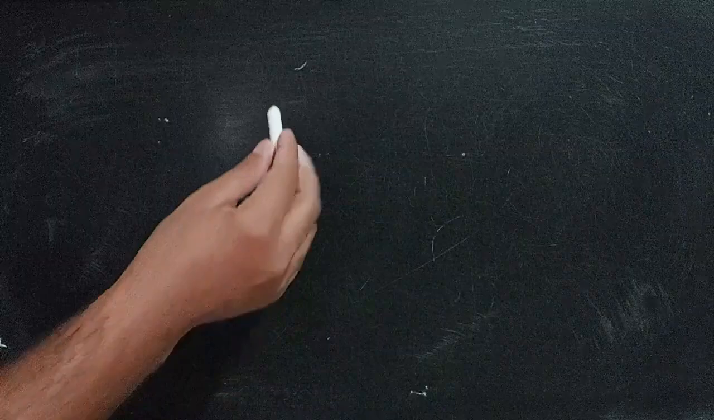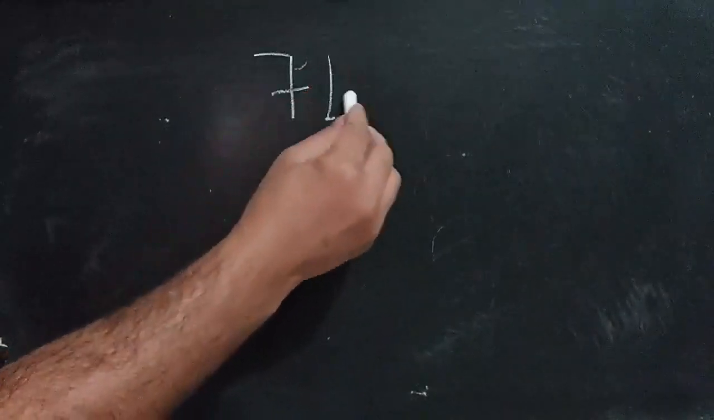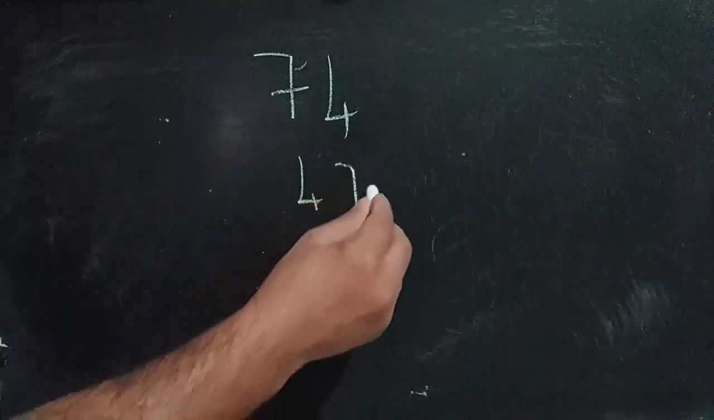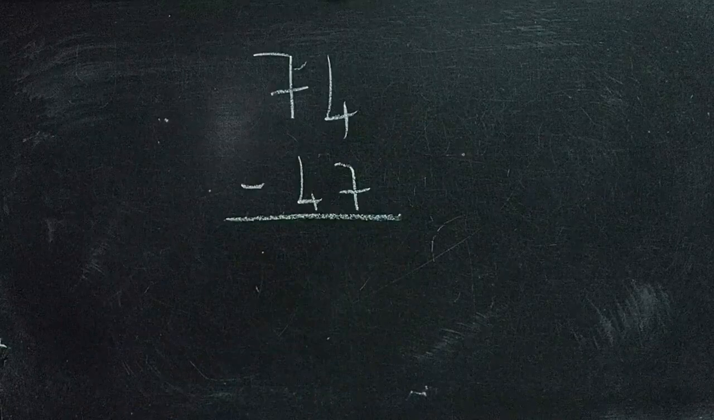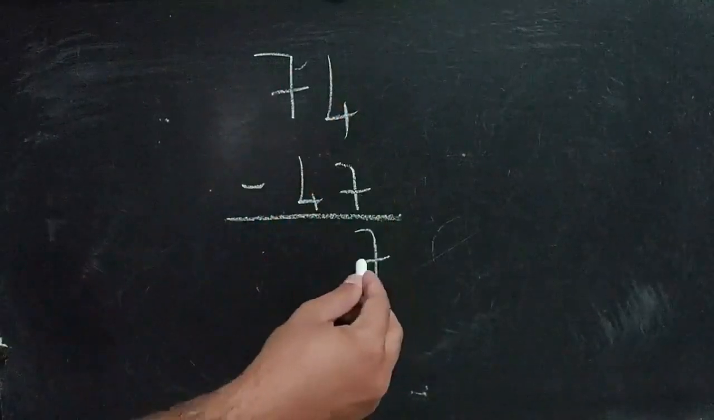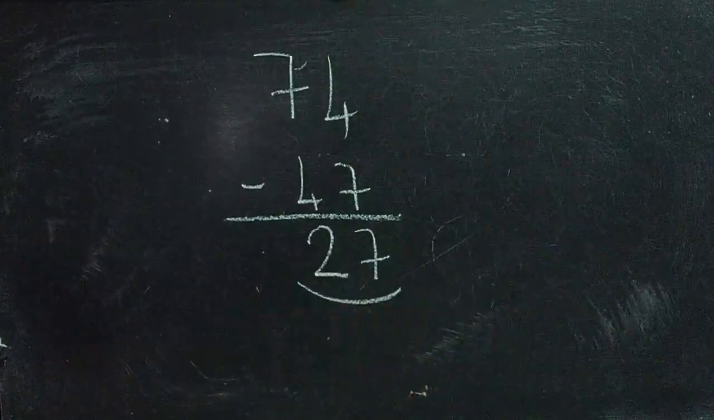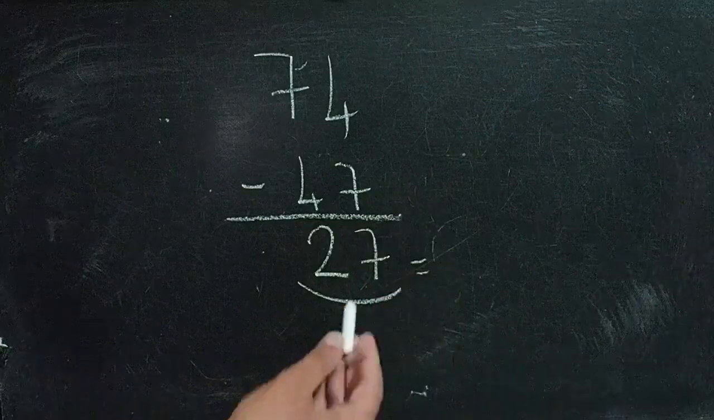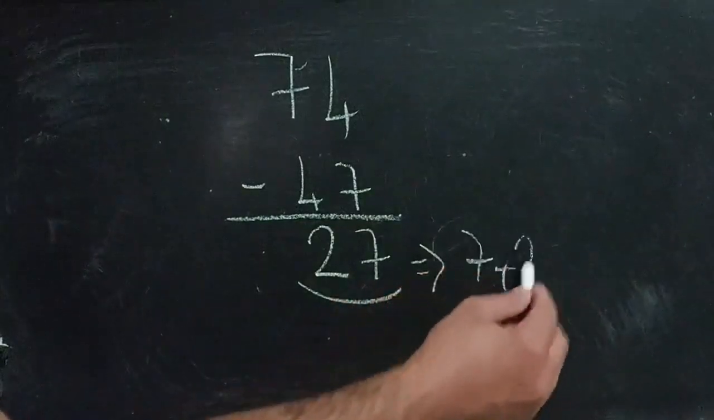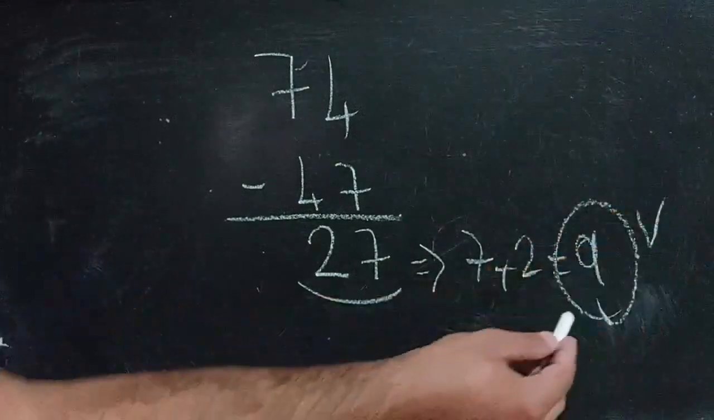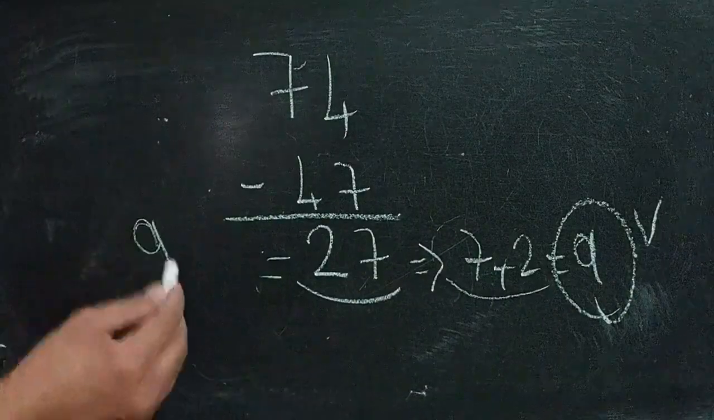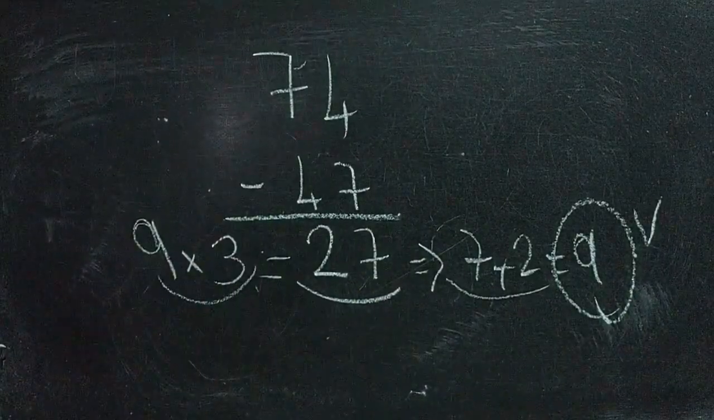Let's see another one. So look, take any two-digit number. Let's say 74. Reverse those numbers, swap the place of them, which is going to be 47. Subtract them from each other. That will be 27. So 27 is a multiple of 9, first. And second thing, look at this, 7 plus 2 is going to be 9. So that's going to be true for all the numbers when you try. And that was, as I said, a multiple of 9, which is 9 times 3.